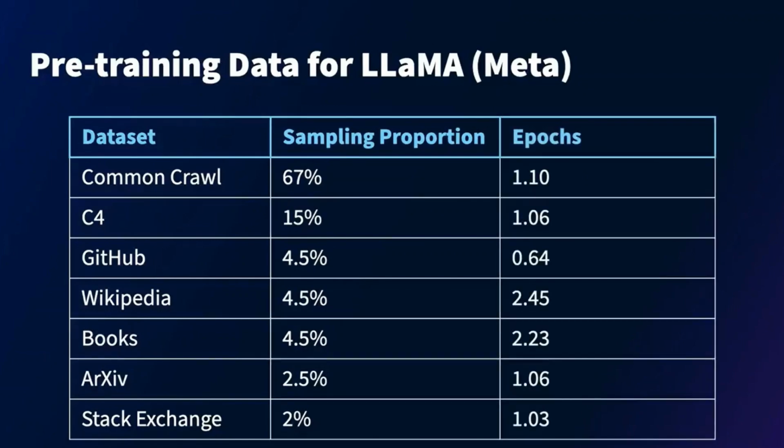Now, a proportion of each of these datasets is sampled, given by the different percentages, when training on the data. So the epochs give you an idea of how many times the language model saw this data while training. For example, with the Common Crawl, the language model saw all of the sample data 1.1 times, it saw the C4 sample data 1.06 times, and so on.